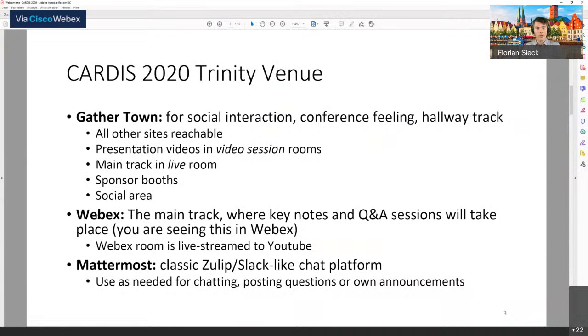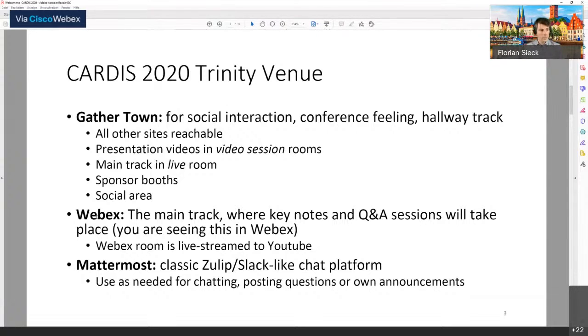For the venue, we prepared three main tools that you can use. The first one is GatherTown. GatherTown is an online conference tool that allows for great social interaction. It provides a conference feeling, and you can also use it for a very efficient hallway track. I've already seen that many of you are trying it out. It's great. You can reach all other sites, including the live video stream, which is hosted in WebEx. That's where we are right now, so you can see it in the live room. There are video sessions if you want to see the pre-recorded videos. There are sponsor booths, and there's also a social area.